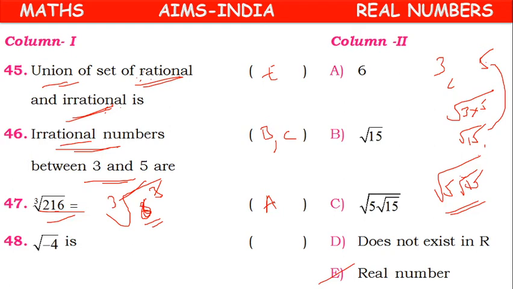Next. Root of minus 4. Real numbers exist only for positive root numbers, not for negative numbers. If there is a negative number inside the square root, it does not belong to R, does not exist in the real number set. It's not a real number. It cannot be represented on the number line.